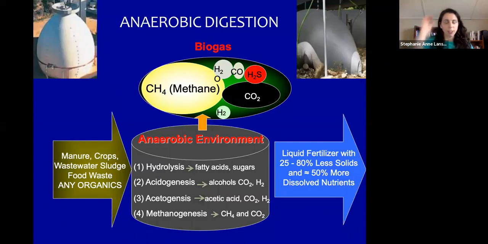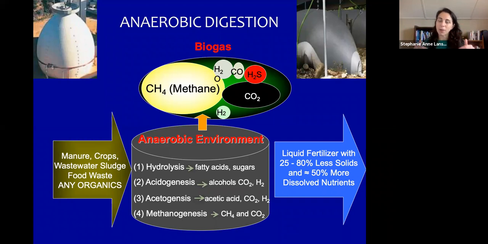So what is anaerobic digestion? These are actually anaerobic digesters off of Boston, Massachusetts. And here's a low cost anaerobic digestion in Costa Rica. So they can be at various scales, very little, very big, but anything can go into them. It can be manure, crops, wastewater, sludge, food waste, anything that has organics.